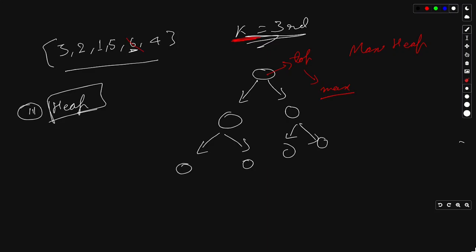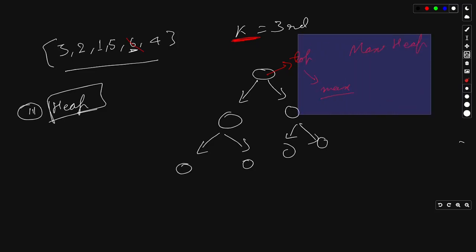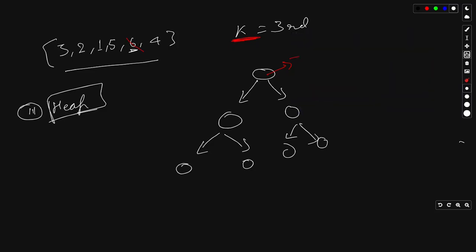And similarly, there are different types of heaps. If you're talking about a min heap, it will be opposite to max heap. What it means is it will store the minimum element at the top.